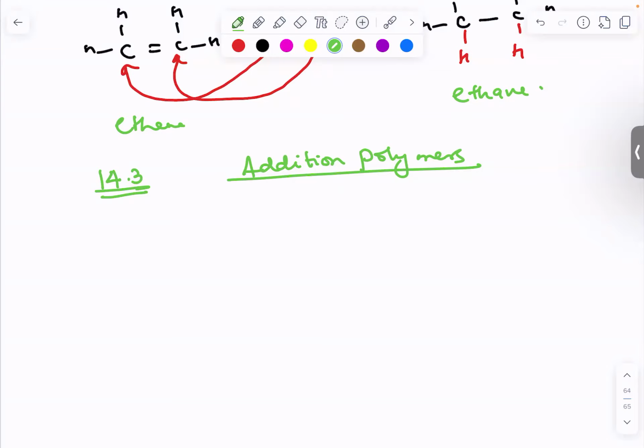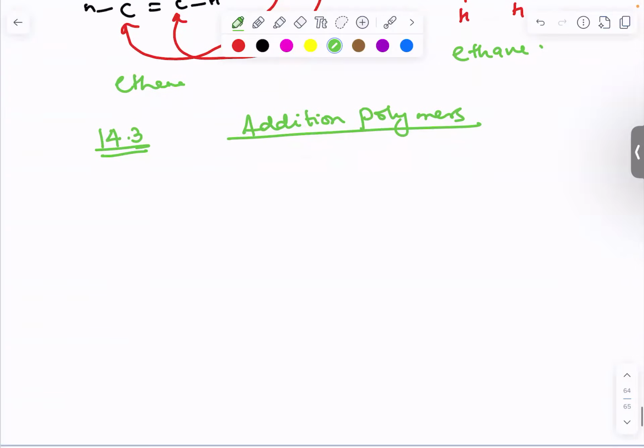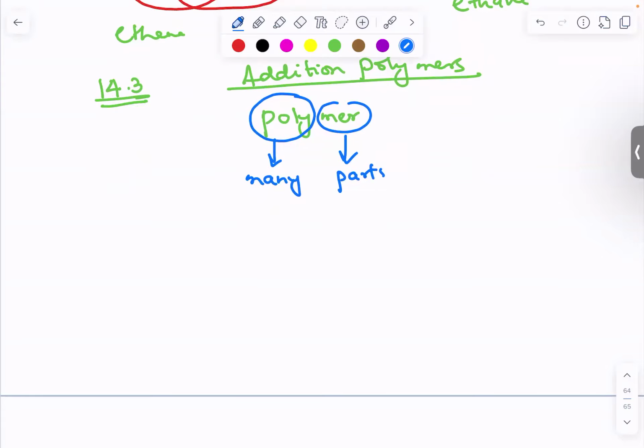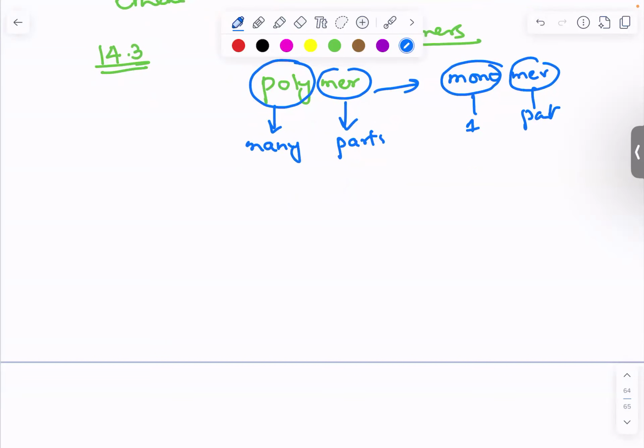And what are they? They are large molecules that are built up from small molecules, which are called monomers. So if I write the word polymer, these are the two words. Poly means many and mer means parts. Anything having a lot of parts is called a polymer. And polymer originates from monomer. What is monomer? Mono means one and mer means part. One part. So if you want to make a polymer, you take different monomers, then you join them together and you get the polymer.